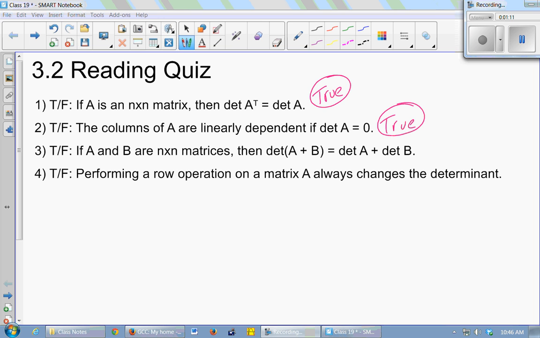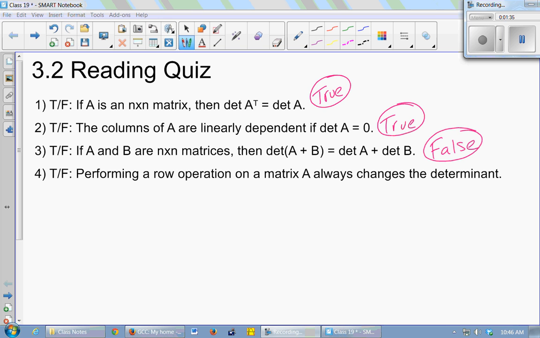All right, if A and B are n by n matrices, then the determinant of A plus B is the determinant of A plus the determinant of B. False. That was a warning in the text. The determinant of A times B is the determinant of A times the determinant of B, but then they give you this warning, there is not an equivalent statement for addition.